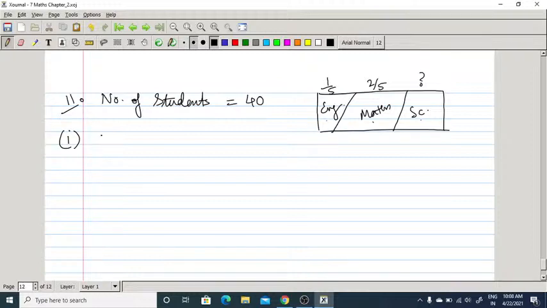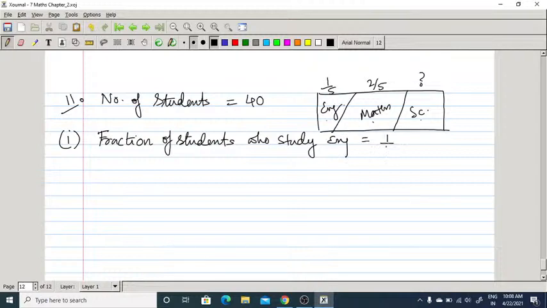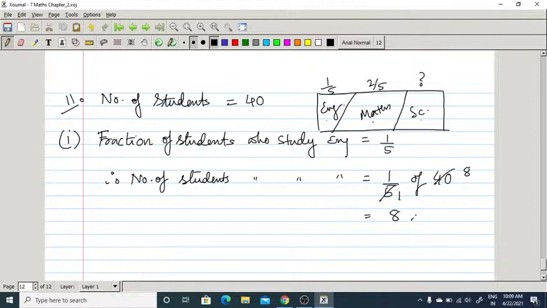So what is the fraction of students who study English? It is equal to 1 by 5. Therefore, the number of students who study English is equal to this fraction of the total number. So 5 ones are 5, 5 eights are 40. So that is 8 students.